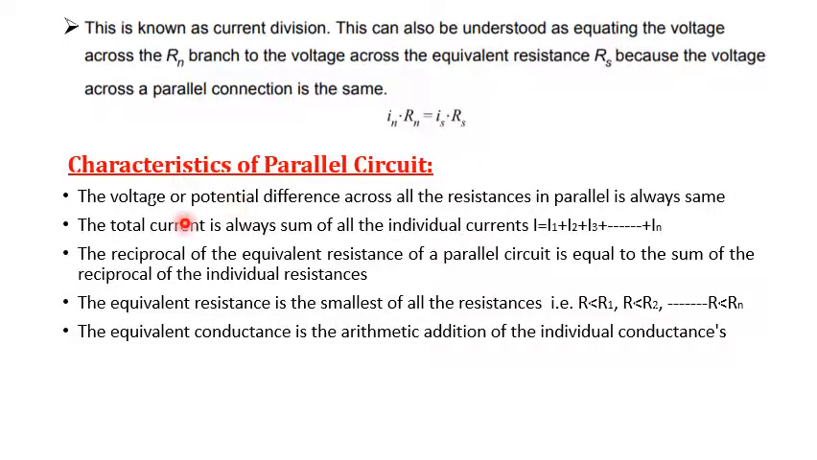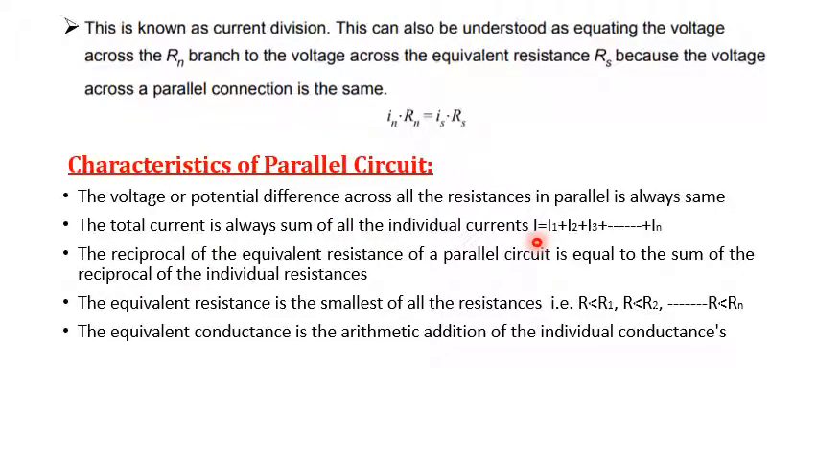Next, move on to the characteristics of the parallel circuit. It also has a number of characteristics. The first characteristic is that the voltage, or potential difference, across all the resistances in parallel is always the same. That means all the voltage drops across the resistances are the same. In a series circuit, the current through all the resistances is the same, whereas here the total current is always the sum of all the individual currents.